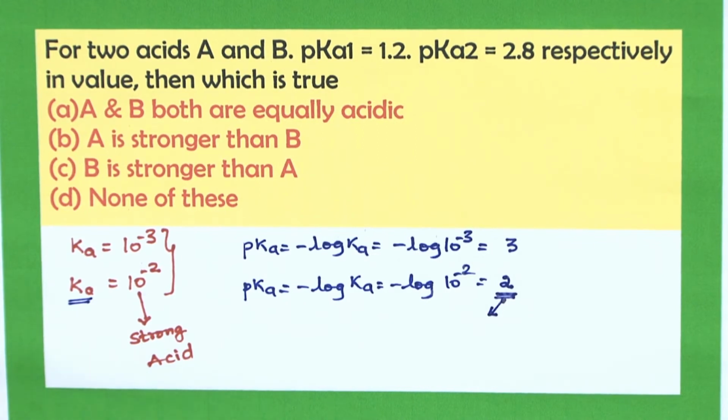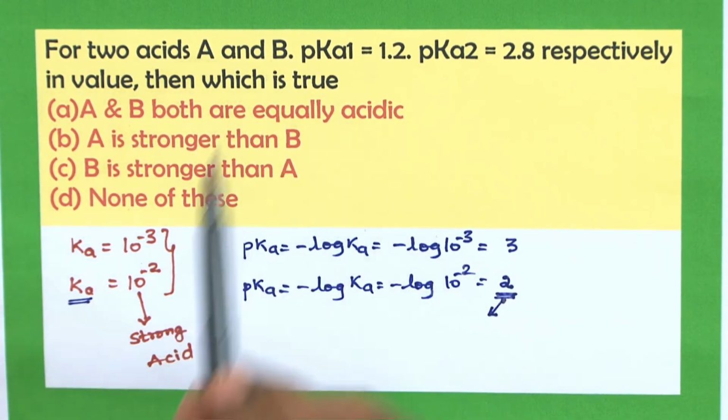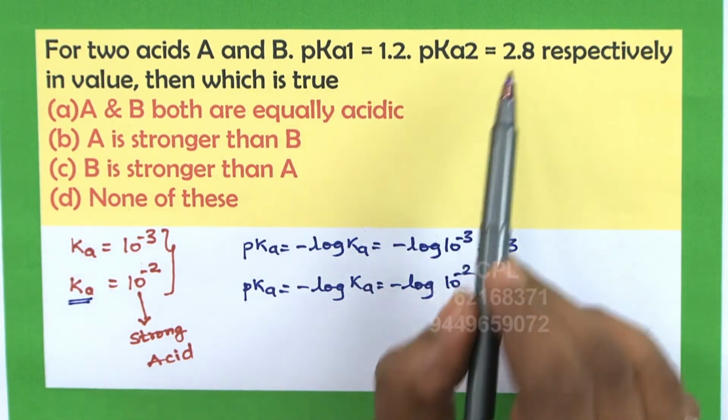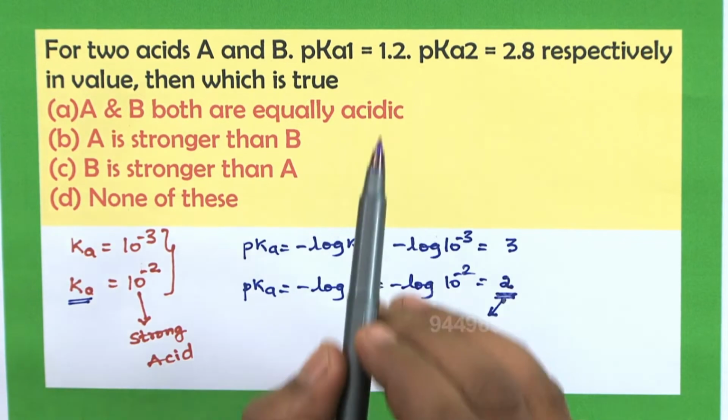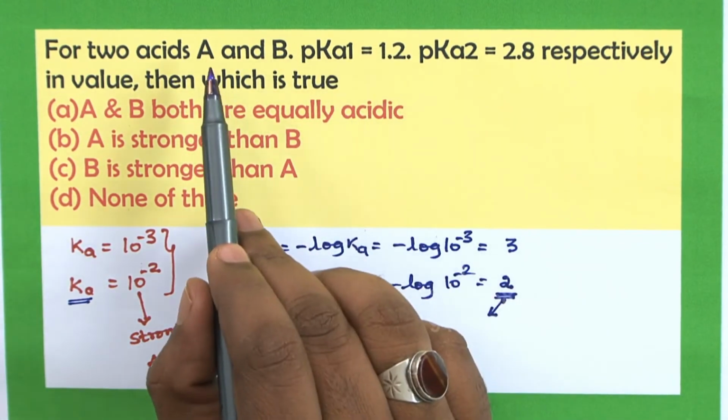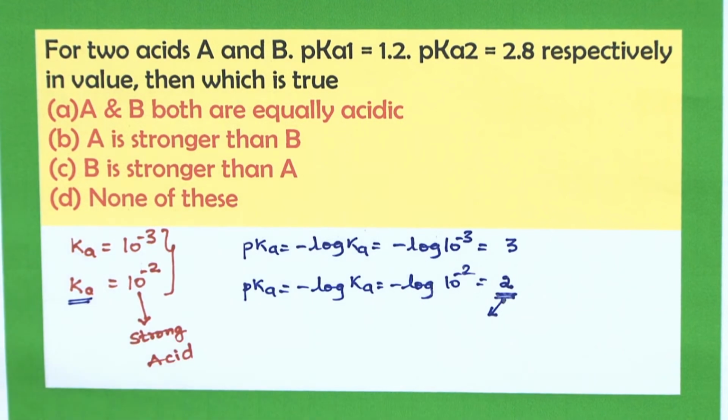If you look at the question that is given, they have given you two acids A and B. Out of that, one acid has pKa 1.2, the other acid has pKa 2.8. The acid with pKa value 1.2 is stronger. That means acid A is stronger than B. So hence option B is the right answer. That is, A is stronger than B.